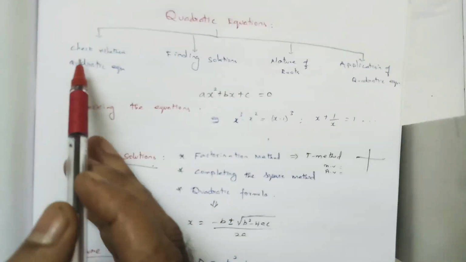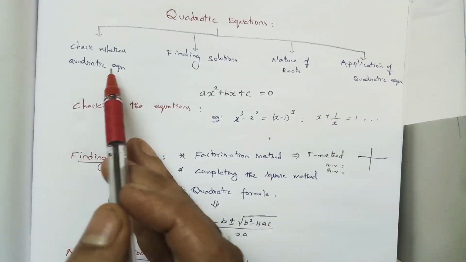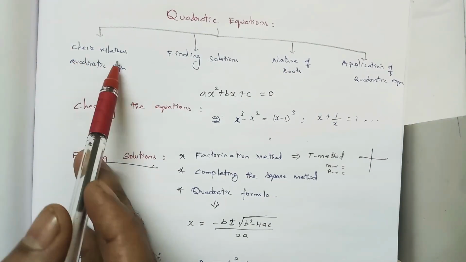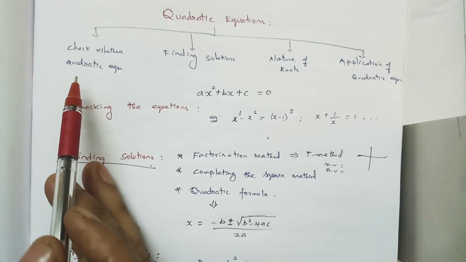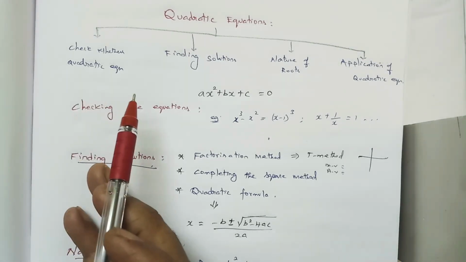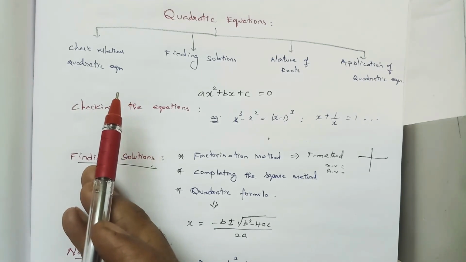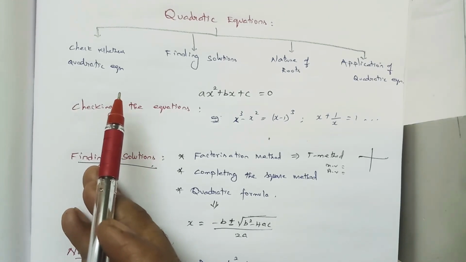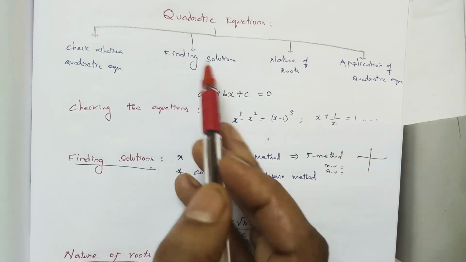So we are having 4 concepts, right? The first concept is nothing but checking whether the given equation is a quadratic or not. Generally, they will give the equation and ask you to check whether it is a quadratic or not. So while simplifying, finally we have to say whether the given equation is a quadratic or not, right? Okay, we'll be seeing finding the solution.